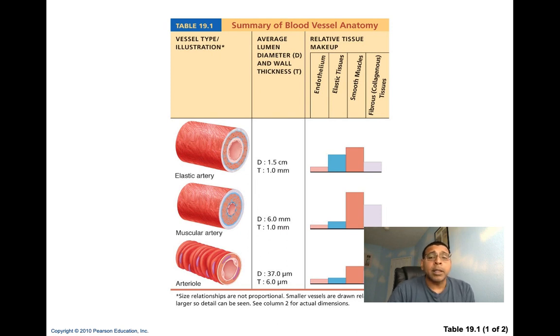Next, then we have our muscular arteries. Now, the muscular arteries are going to be the part after the elastic arteries, right? Because we said these vessels continue to divide and branch as they make their way deeper into the body. So the elastic arteries, and then you have your muscular arteries. The muscular arteries are also known as the distributing arteries.